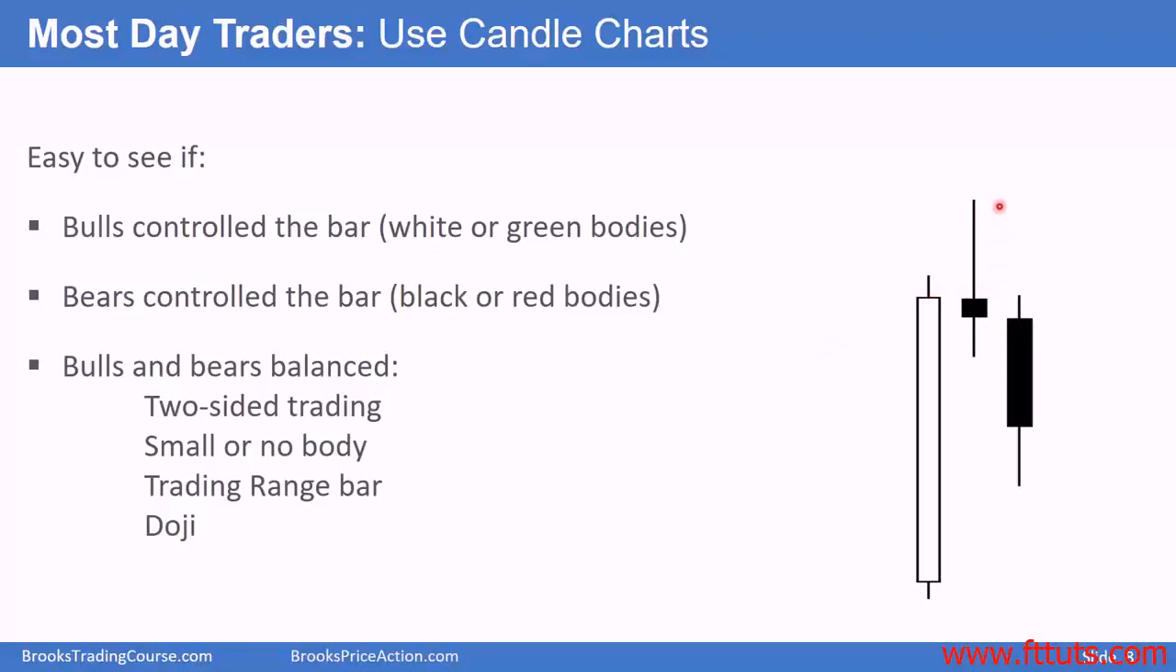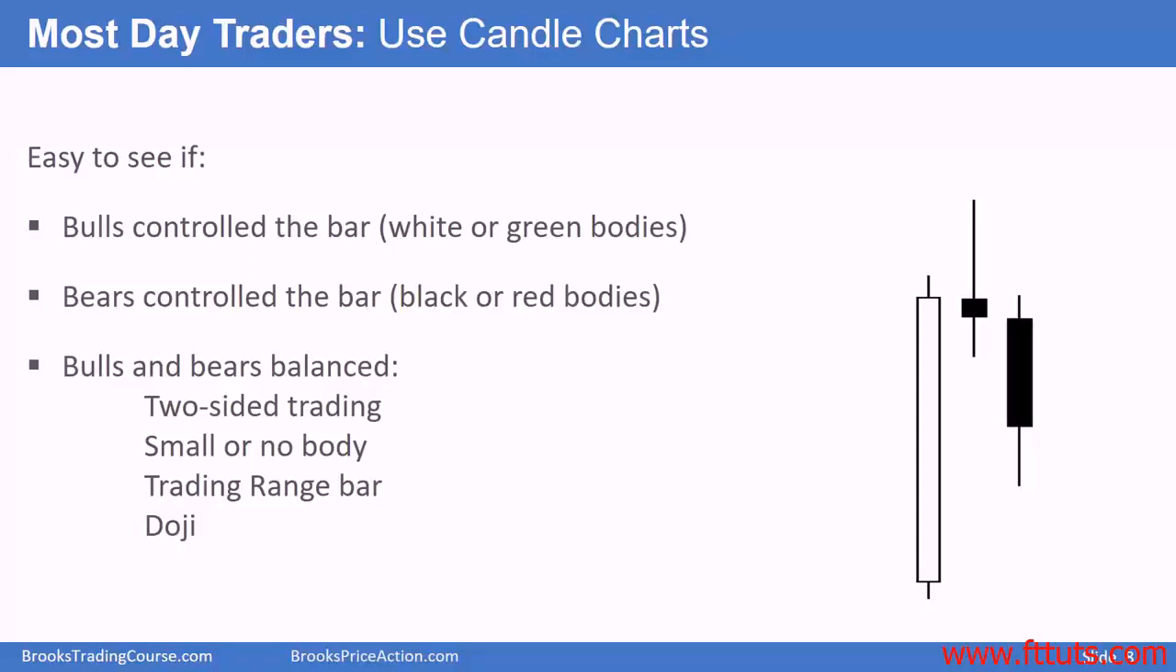Sometimes you get bars like this that have very small bodies, prominent tail below and above, closing somewhere around the open. That is a balanced bar. The bulls and bears were about equally strong, and I view it as a one-bar trading range. There was a lot of two-sided trading, buying and selling. You can call it a trading range bar. I call it a doji bar.